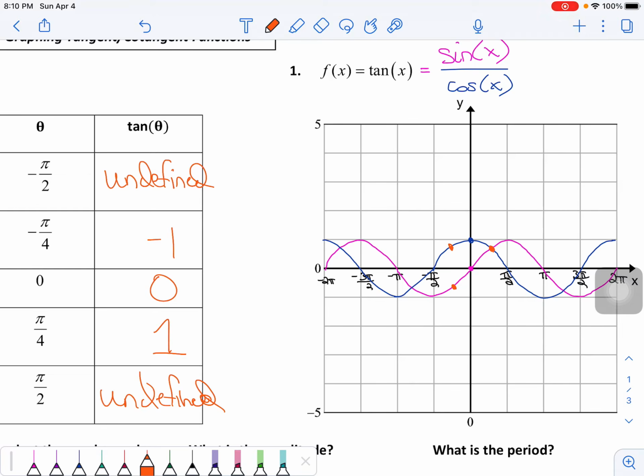All right. So what does this mean for a graph for me? Well, I am going to draw in vertical asymptotes anywhere I have a tangent value that's undefined. Okay, so that's negative pi over 2 and positive pi over 2.